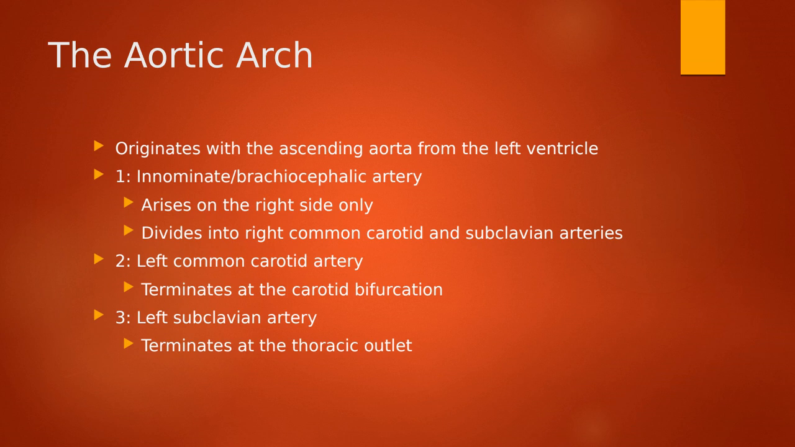We have 3 branches that are going to come off of that aortic arch. The first branch is going to be on the right side, and that's going to be our innominate or right brachiocephalic artery. We only have this on the right side. From there, that innominate is going to divide into the right common carotid and the right subclavian artery. Our second branch off of the arch itself is going to be our left carotid, and then our third branch is going to be our left subclavian. So 2 out of the 3 branches from the aortic arch are going to be on the left side.